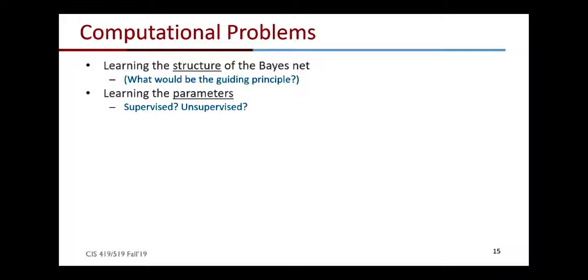Of course, we want to learn also about learning the parameters. Once you have a structure, you want to be able to learn the parameters. This turns out to be a much, much easier problem than learning the structure. And we're going to talk about learning the structure of the Bayes net, where the answer to this should be easy for you now. What should be the guiding principles, and how do we decide whether one structure is better than another?